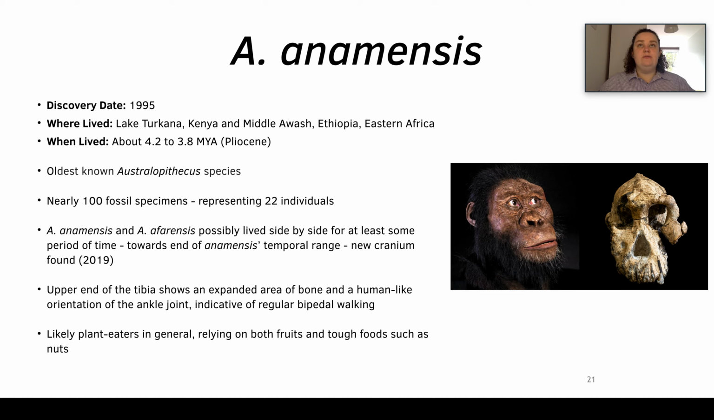And so with anamensis, the upper end of the tibia shows an expanded range of bone. The tibia is the leg bone, and it was a lot bigger. And it's thought that it had a human-like orientation of the ankle bone, which is thought to be representative of regular bipedal walking. So it's really cool that this Australopithecus was already upright walking. And it's likely that they were plant eaters, relying on both fruits and tough foods, such as nuts.